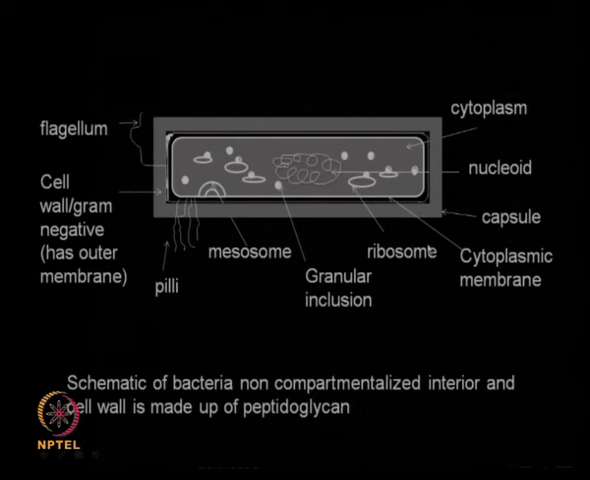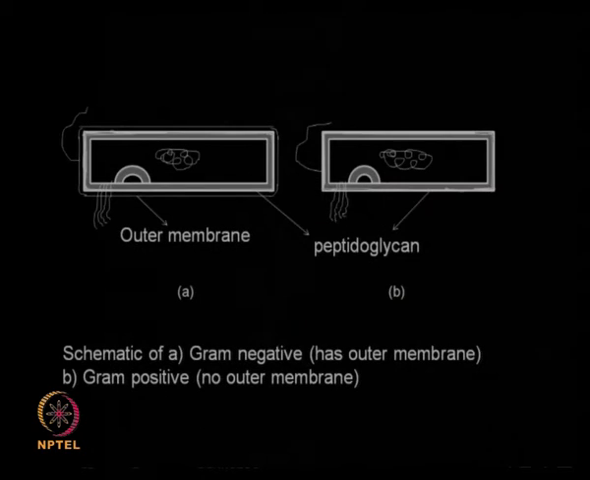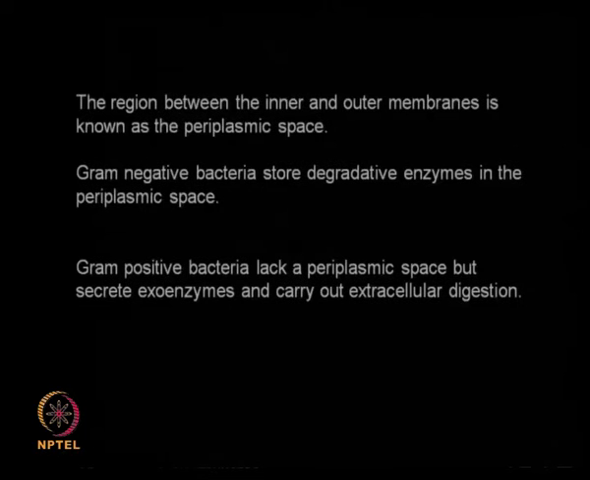Now let us look at the difference between a gram positive and the gram negative bacteria. So both of them have this peptidoglycan, but the gram negative has an outer membrane, okay, here, whereas a gram positive does not have an outer membrane. So that is the difference between both these bacteria. And the region between the inner and the outer membranes is known as the periplasmic space.